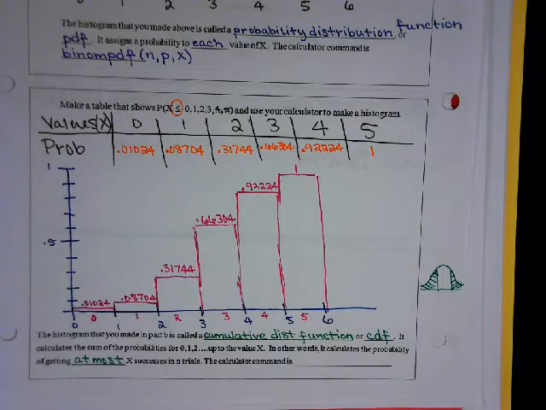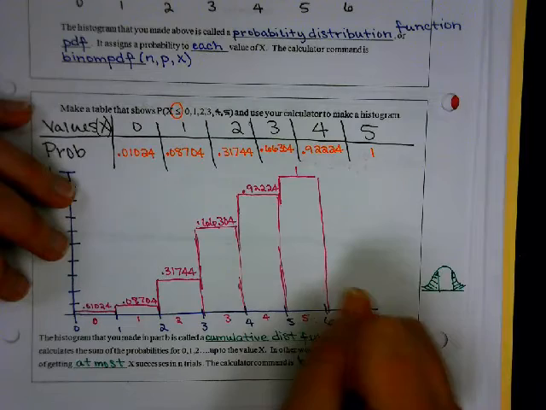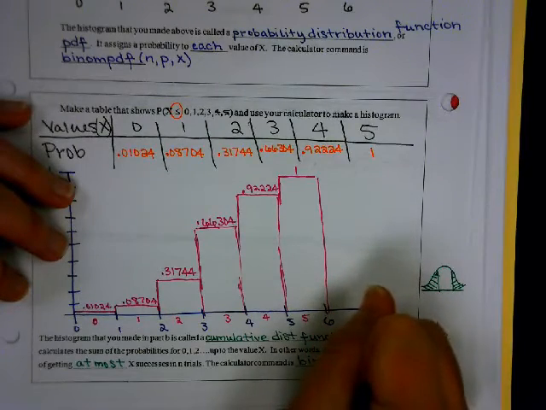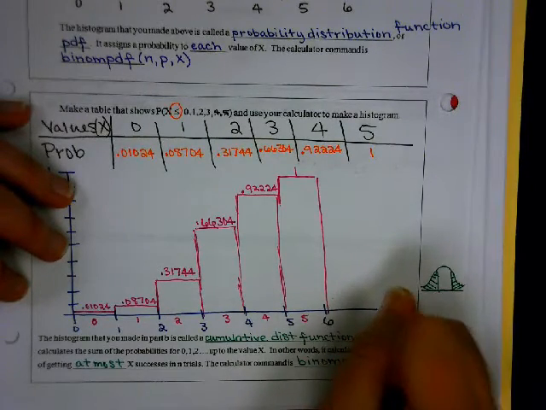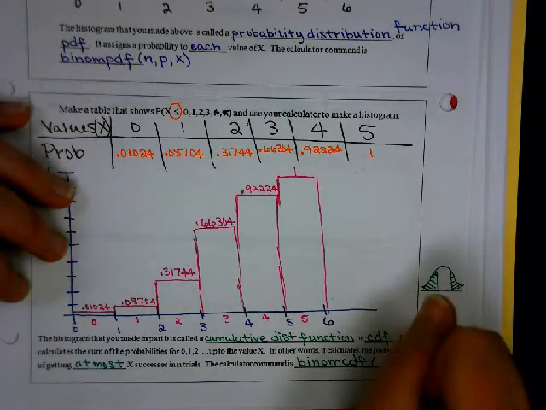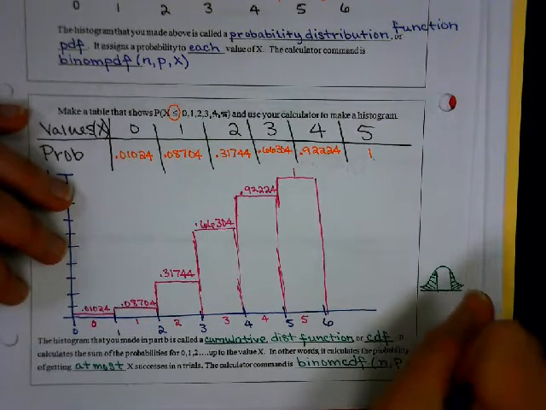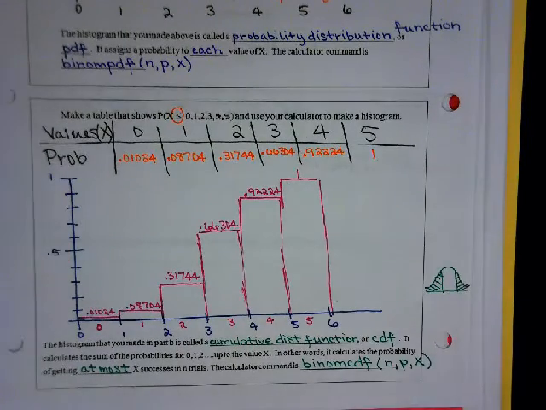Calculator function here is binom, because we're working with binomial variables, CDF. Again, older calculators, you need to know that it's n, the number of trials, comma, p, your probability of success, and x, whatever x value you're interested in. Newer calculators will prompt you for that information.